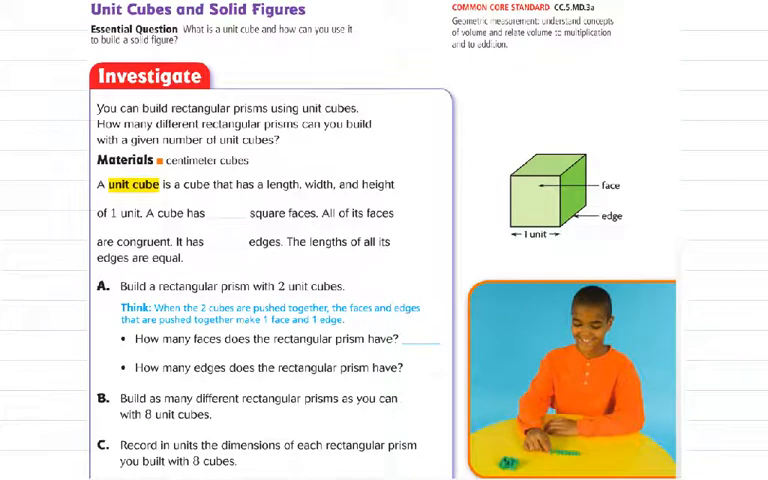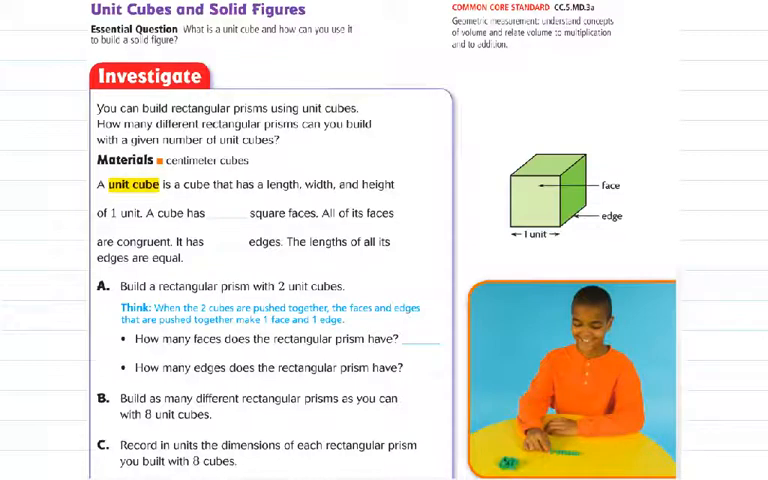Students, in lesson 11.6, we are going to be working with unit cubes and solid figures. Our essential question for this lesson is, what is a unit cube and how can you use it to build a solid figure? So you can build rectangular prisms using unit cubes. How many different rectangular prisms can you build with a given number of cubes?